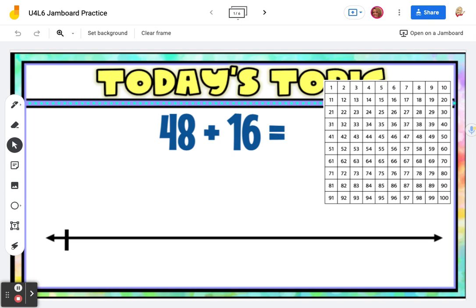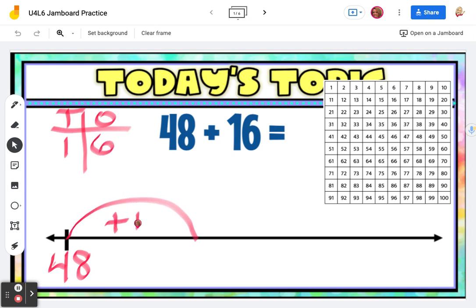And when I add, I hop to the right. So I'm going to start with 48 here. And I need to make 16 are my hops, but I'm not going to do 16 little hops. Remember yesterday we talked about dividing this into tens and ones. So if I do my little tens and ones chart and I put 16 in it, I have 1 ten, so plus 10, and then I have 6 ones. 1, 2, 3, 4, 5, 6. I'm going to put my plus 1, plus 1, plus 1, plus 1, plus 1, and plus 1.